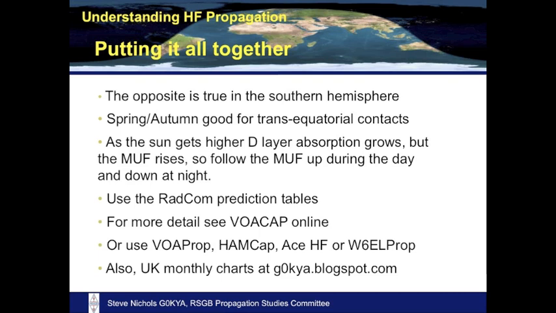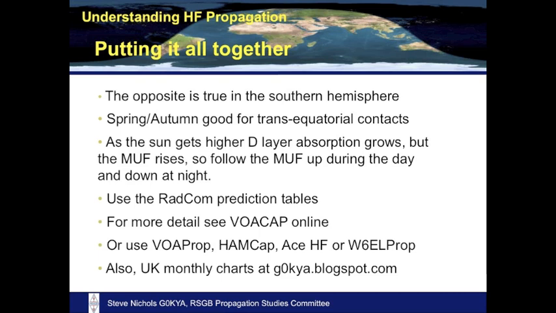So this is why it's quite complex. There's an awful lot going on. Now generally spring and autumn around the equinoxes, that's March 21st or thereabouts and September 21st, we've got equal illumination on both hemispheres, so they're pretty good times for trans-equatorial contacts. So if you're trying to work South Africa, either March or September can be quite good months for that. Or if you want to work across the equator and down into South America, again, spring and autumn can be quite good for that.